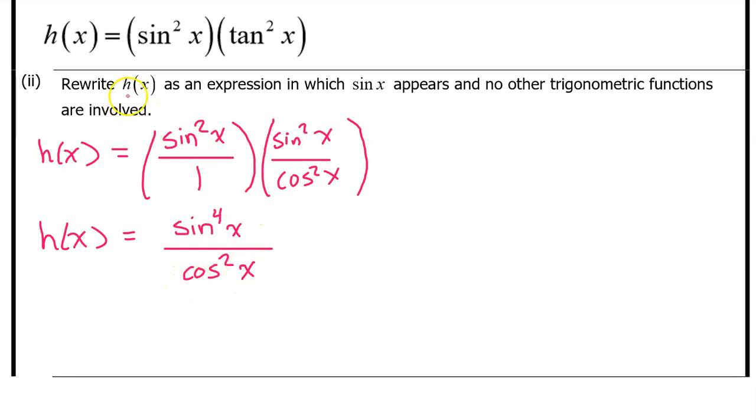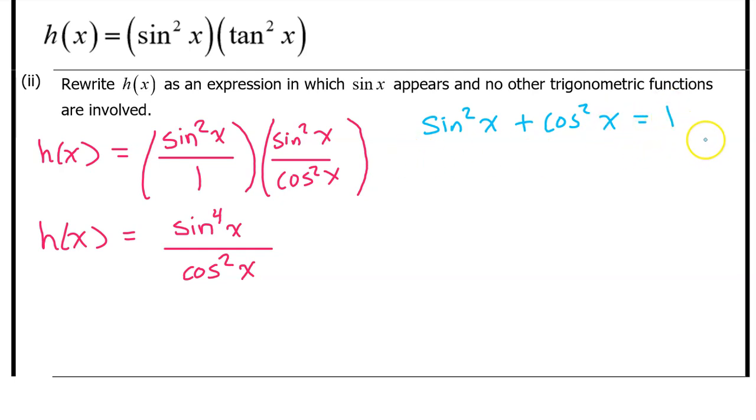Remember, we are trying to rewrite h of x as an expression in which only sine x appears. The numerator is good, but somehow we need to rewrite the denominator with a sine function instead of a cosine. The following formula is called an identity. This is the most important identity that I need you to memorize. Sine squared x plus cosine squared x is equal to 1.